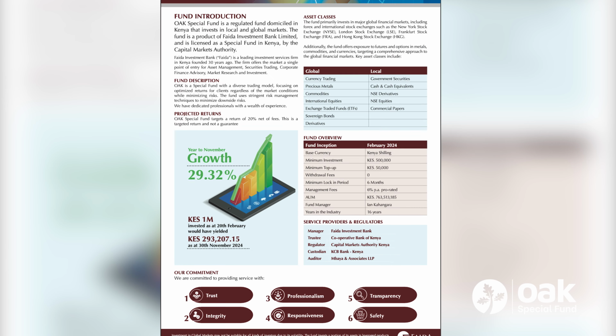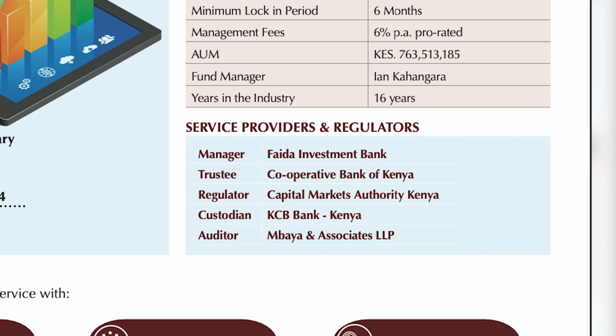We have a trustee who is Cooperative Bank of Kenya, and we have a custodian. At the moment, we have 2 custodians. We have KCB, and we also have INM Bank. So maybe you can just explain the roles of the trustee and the custodian bank so that people understand who they are and what they do, and how that makes you different as a special fund? Okay.